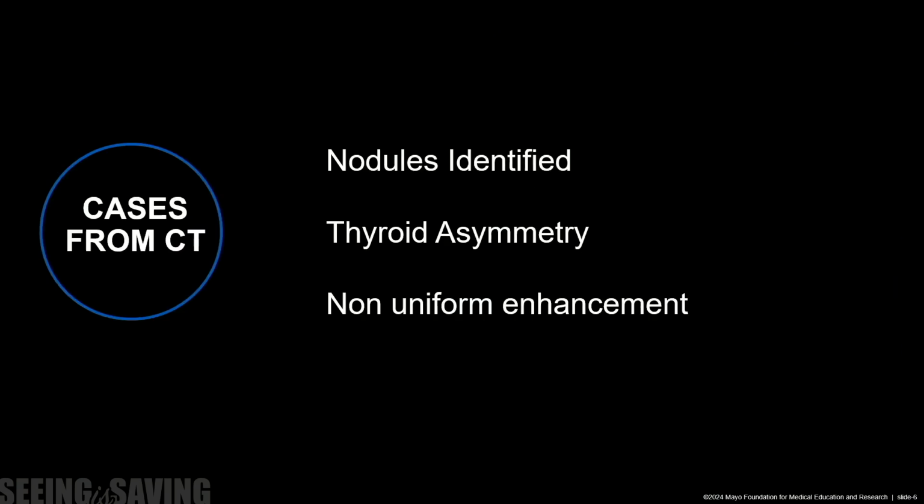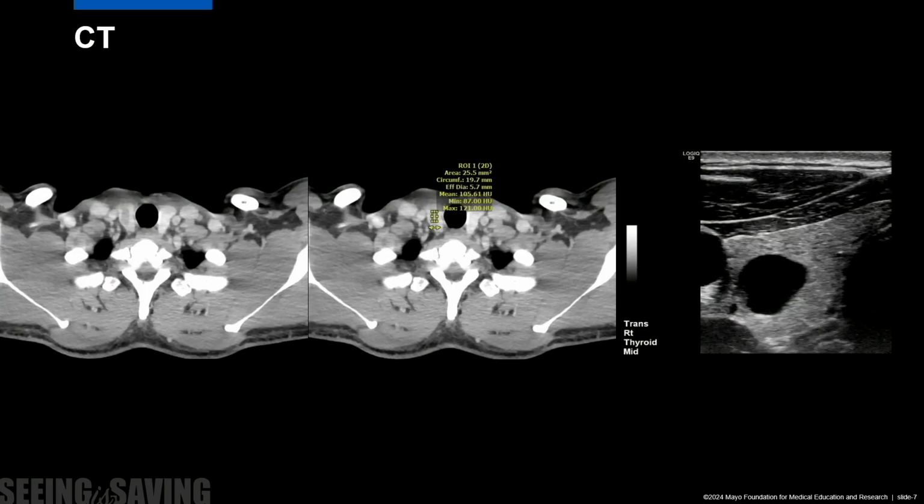Now, I think most of us know that we get a lot of our cases from CT. Typically, that's when nodules are identified on the CT exam. We see them sometimes for really asymmetric thyroid glands or non-uniform enhancement. And what we do know is most of the time the CT is not really helpful for us to help our patients on what we're actually seeing, and it's the ultrasound that really gives the most information.